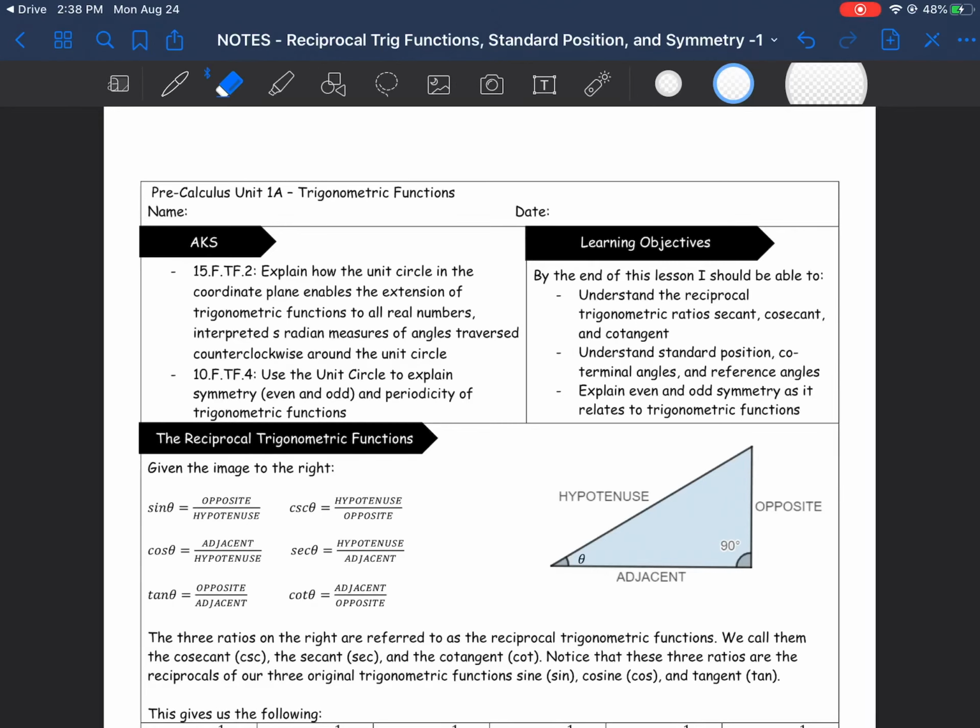In today's lesson, we're going to be looking at what we call reciprocal trigonometric ratios. We're going to be looking at standard position, coterminal angles, and reference angles, and we're going to be exploring even and odd symmetry as it relates to trigonometric functions. Let's go ahead and get started.